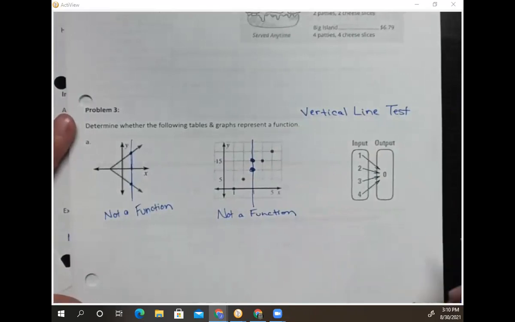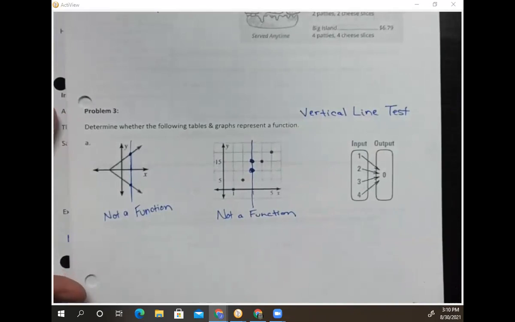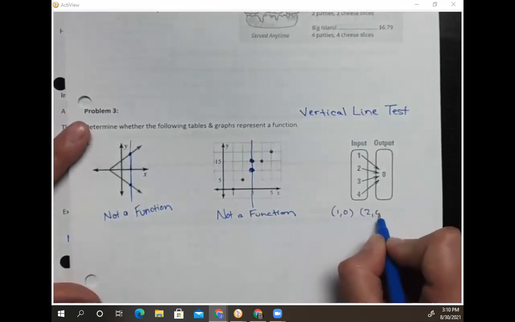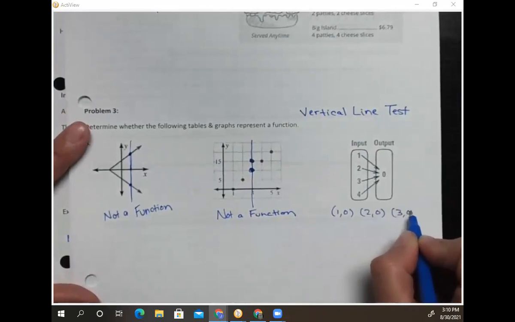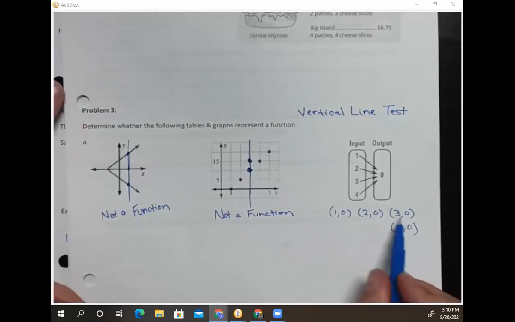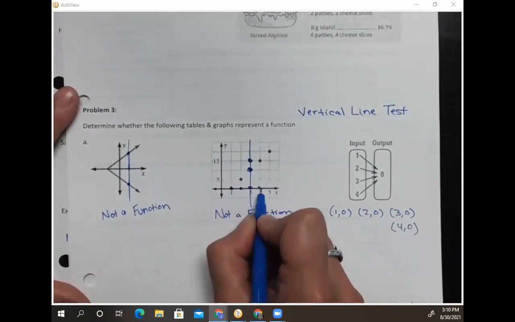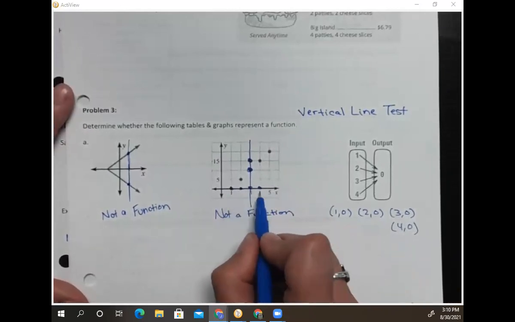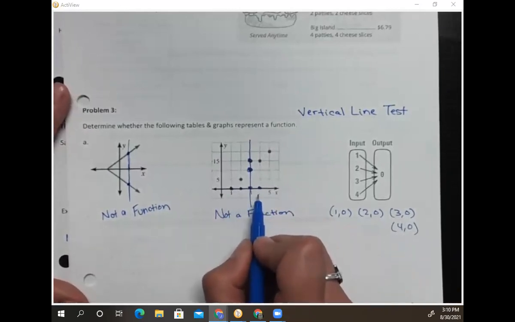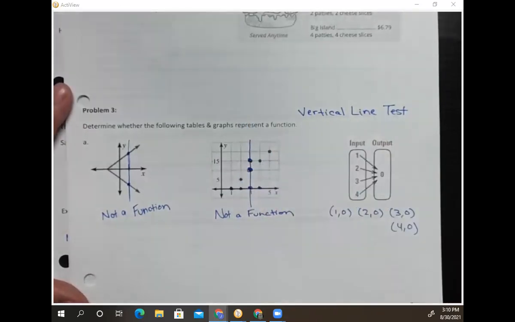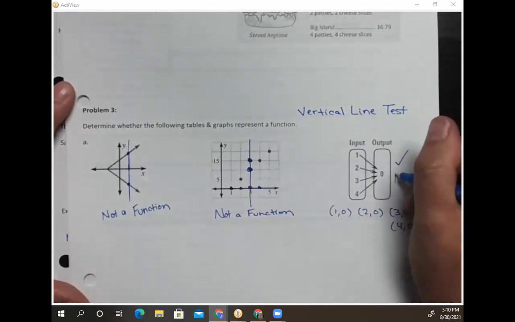And then for our last example here, we've got an input-output mapping. If you want, you can think of these as points, right? 1, 0, 2, 0, 3, 0, and 4, 0. So if I plot those points, I would have 1, 0, 2, 0, 3, 0, 4, 0. Would I fail the vertical line test with these? No, no vertical line would ever hit more than 2 points. So this one's okay. This one's a function.